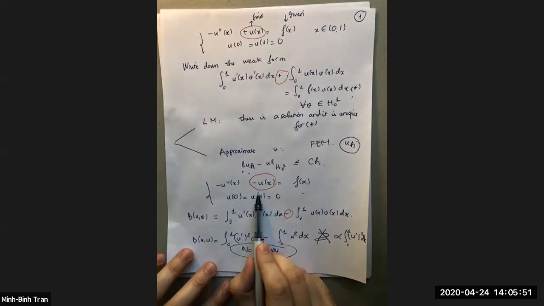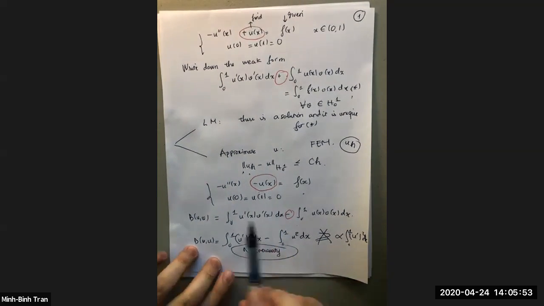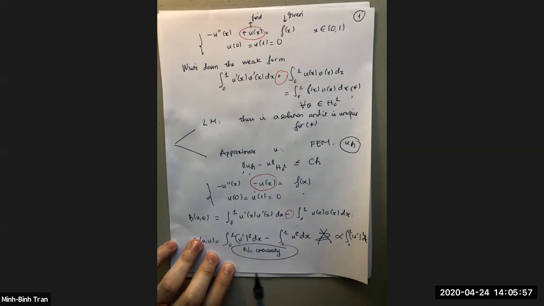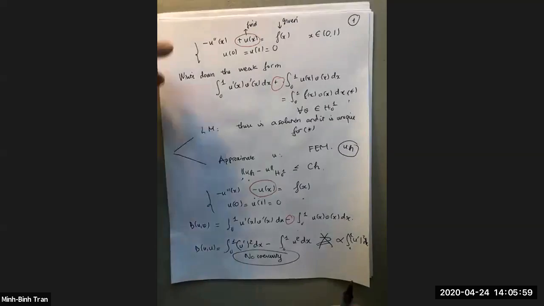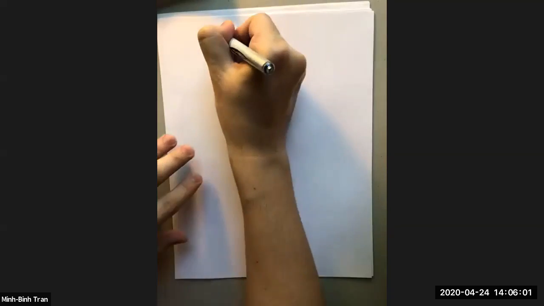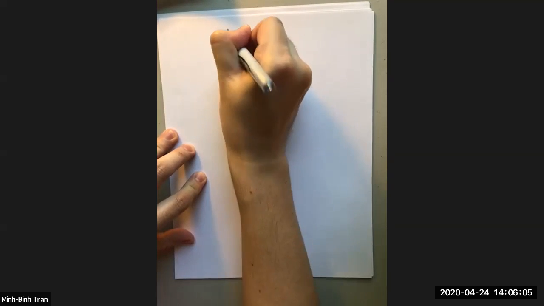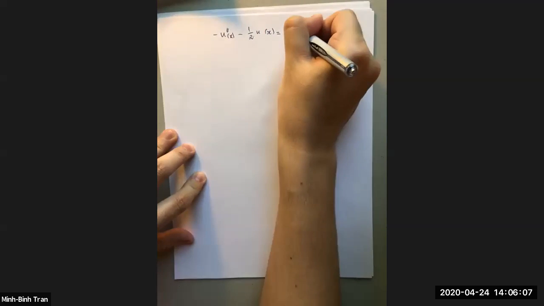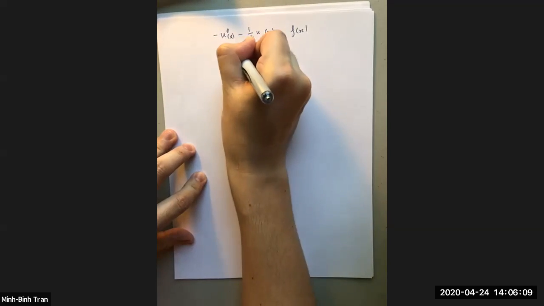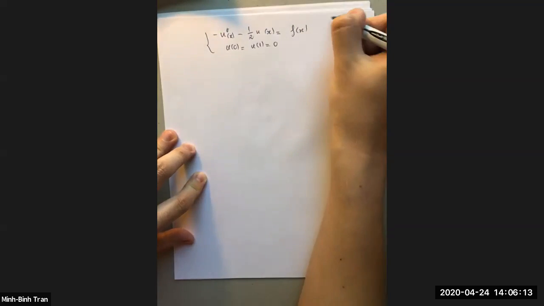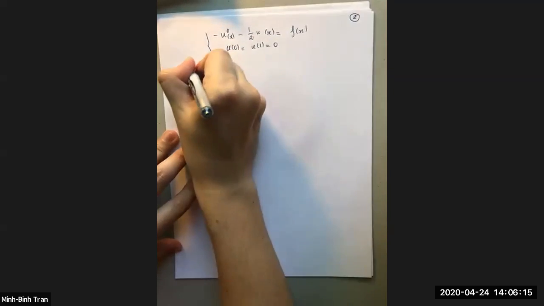All right, so my next question for you is the following. Now I don't like this one half. I replace it by one. I don't like the minus u. I replace it by minus one half. So now I replace it by minus one half, and then I have the same kind of thing. Can we solve it?